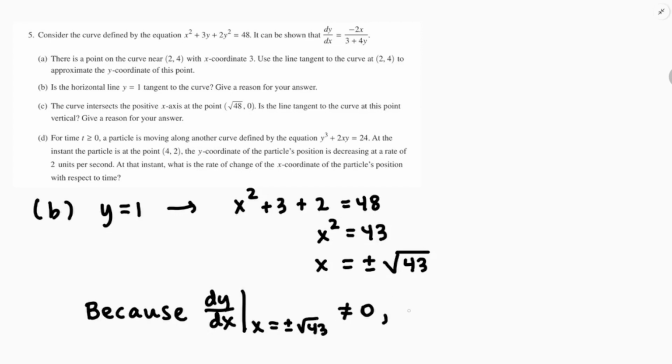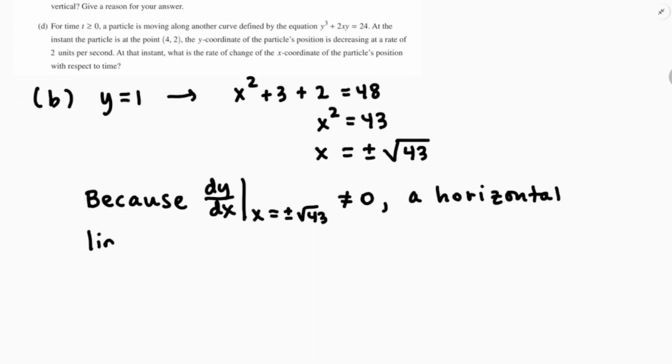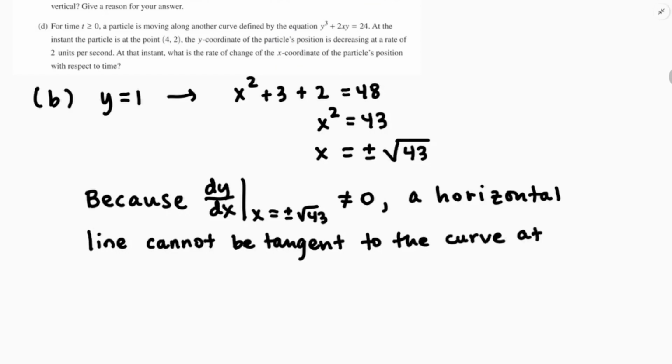Non-zero derivative. A horizontal line cannot be tangent to the curve. Maybe at x equals, or maybe at square root 43, 0. Nope, not 0. It was y equaling 1. And negative square root of 43 comma 1. Okay, that was a weird one.